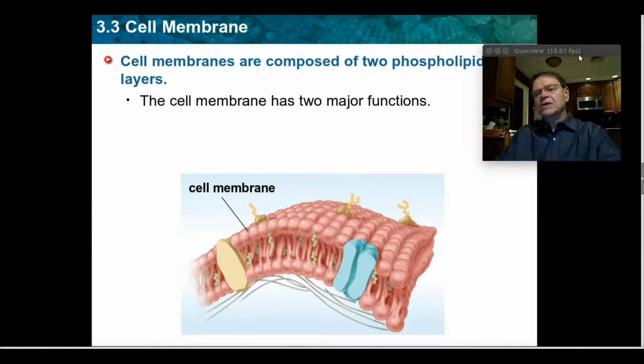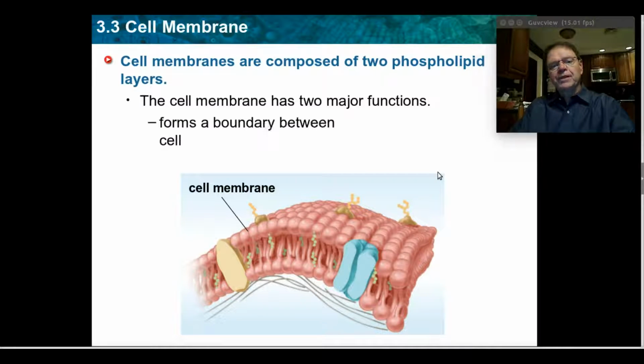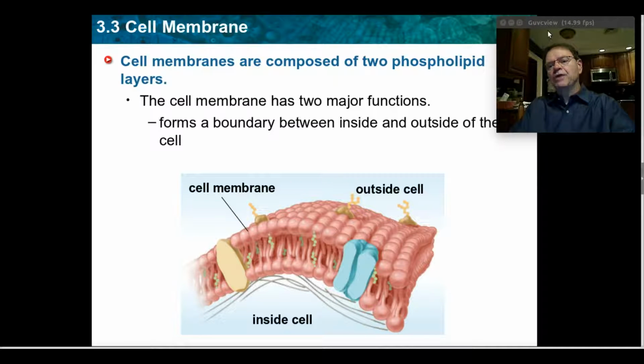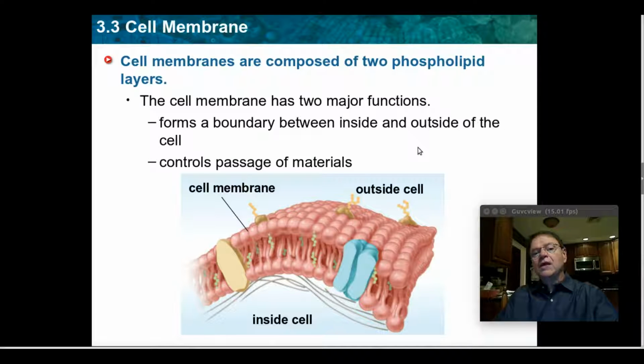Now, as I said, there are two major functions that are provided to the cell by its cell membrane. First, as I said, is that it provides a boundary between the inside and the outside of the cell. Secondly, it allows for the controlled passage of particular materials that cells are going to need. Things like food, nutrients, oxygen. Wastes are going to have to go outside of the cell.